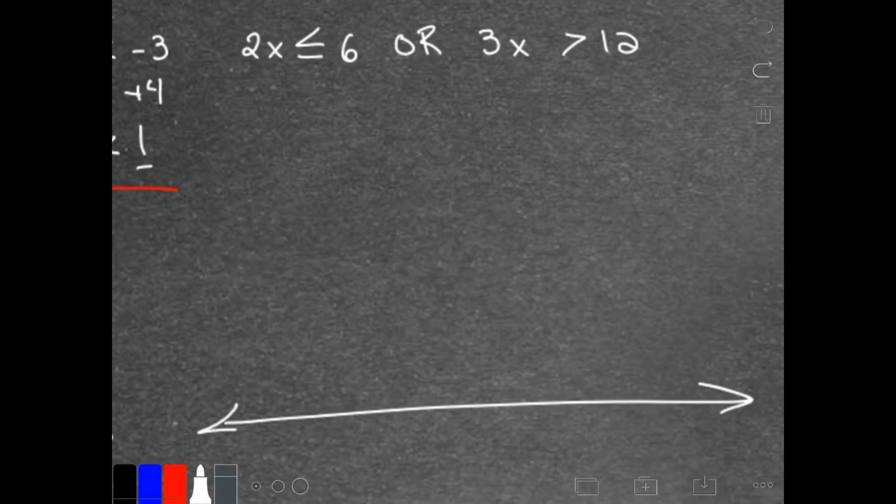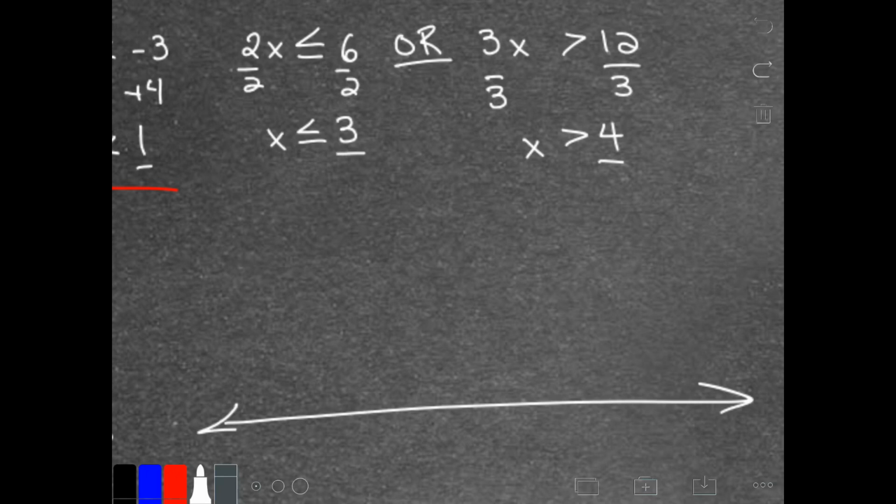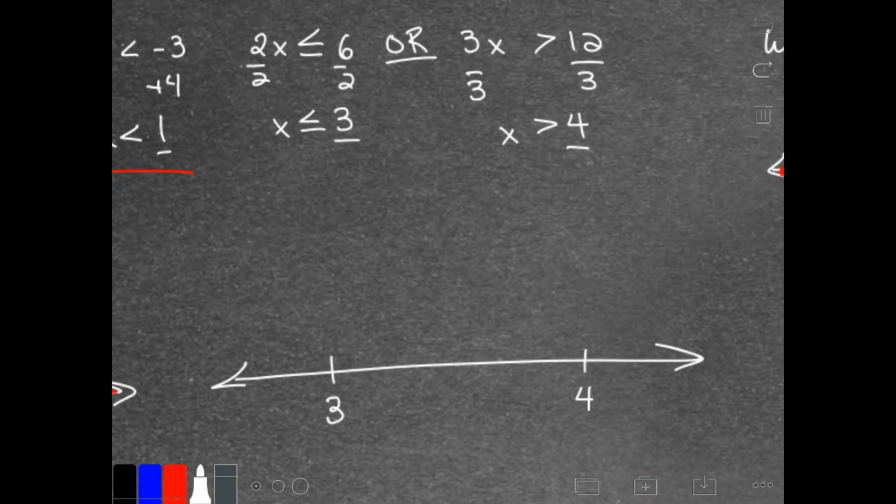So again, this is an or statement. How do I know? It says or. Go ahead and solve both separately. X is less than or equal to 3. X is greater than 4. 3 and 4. Plot the smaller one on the left. Plot the greater one on the right.